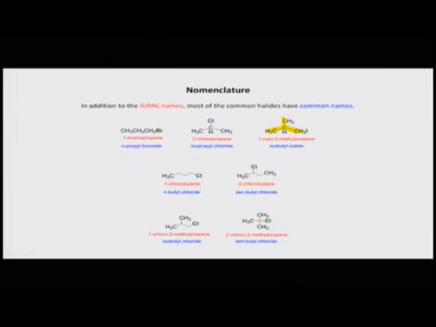Because the longest chain has only 3 carbon atoms, it is a propane, and the chlorine atom is attached to the middle carbon, so it is 2-chloro, and the same carbon is also attached to a methyl group, so it is 2-chloro-2-methyl propane.